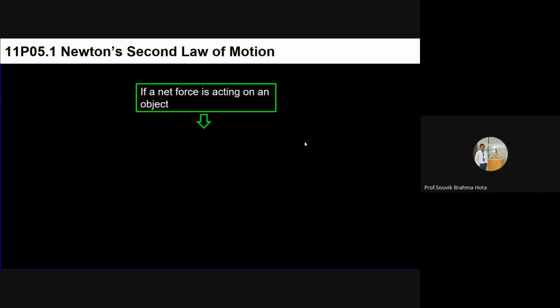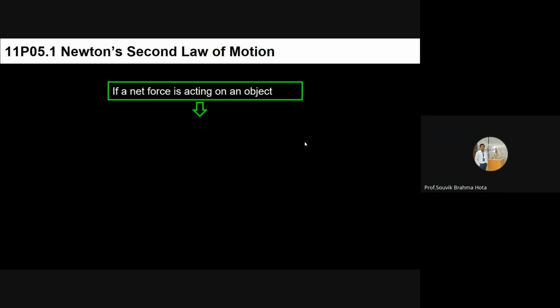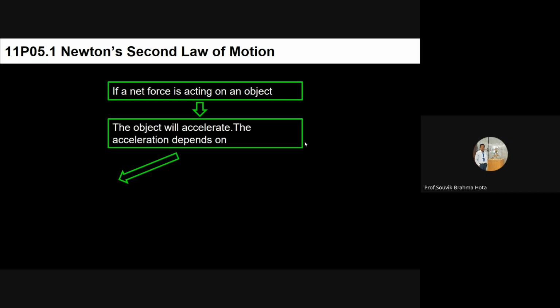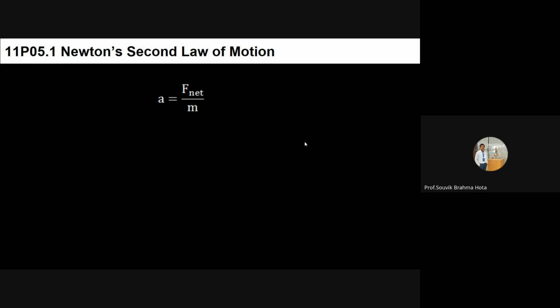Now the second law of motion, that is this basically: if a net force is acting on an object, the object will accelerate. Acceleration is directly proportional to the net force and inversely proportional to the mass. a is equal to net force by mass. So net force is equal to m into a.